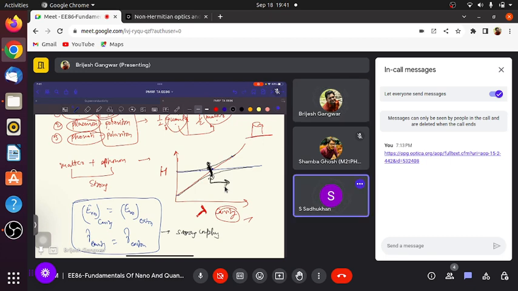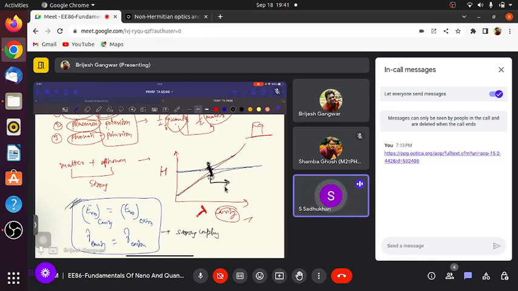So this is the concept of strong coupling. These two things are the main condition for strong coupling, and many people start with coupled mode theory to calculate this splitting.